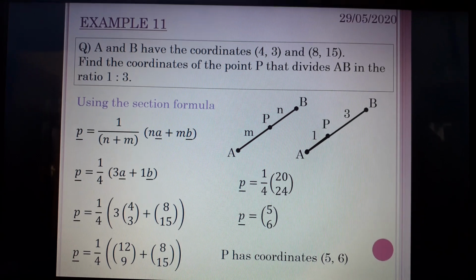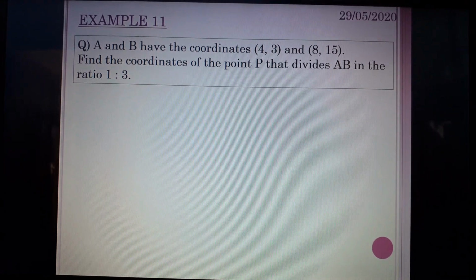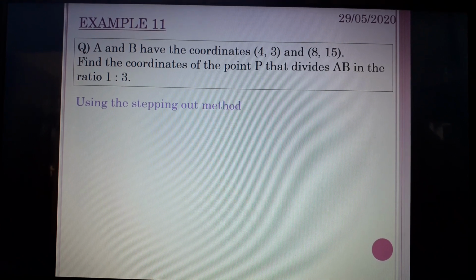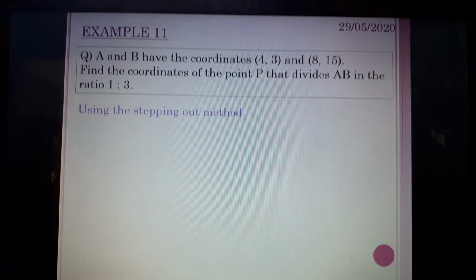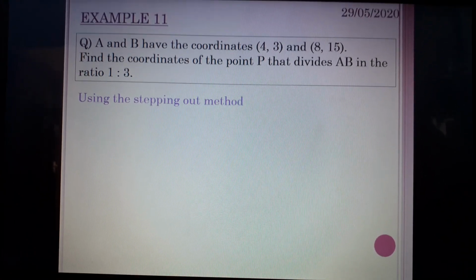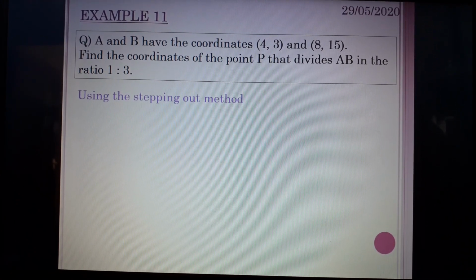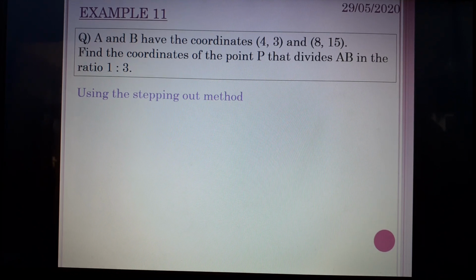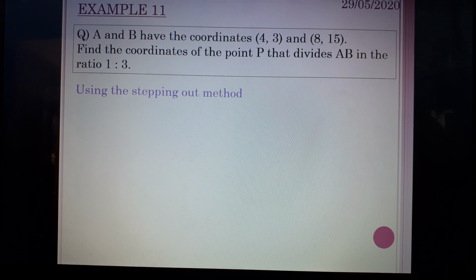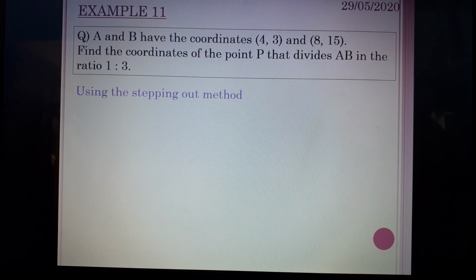Now I'm going to show you a common sense approach to exactly the same question. This is using the stepping out method. If you prefer not to have a formula, but to have a more common sense method, then pay attention to this one. You can decide which method you're going to use, either the section formula or this method, and pretty much stick to one or the other, okay?